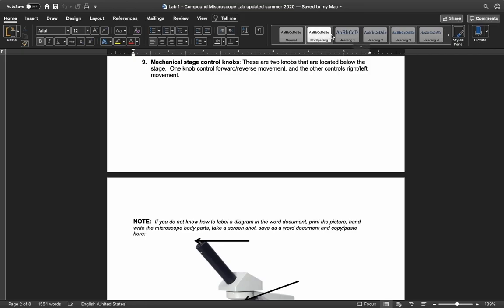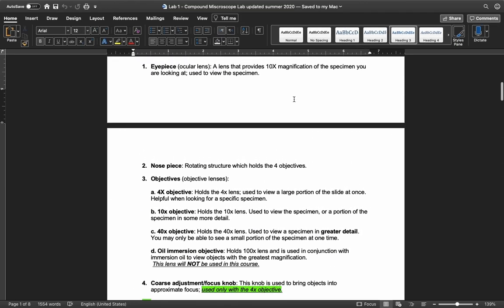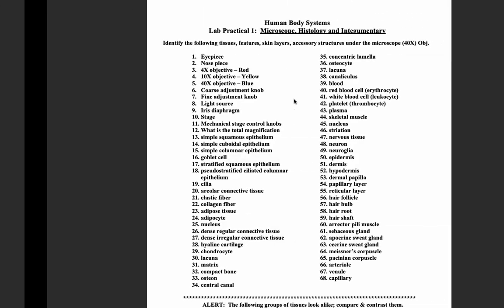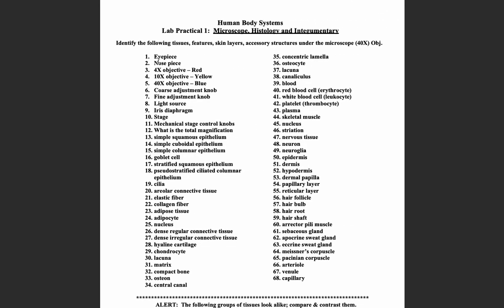So what exactly do I have to know in here? Well, all you've got to do is go to the terminology list that I provided for you, and you can see, oh yeah, here. Identify the following tissues and features and accessories under the microscope. So you'll have a diagram or something like that on your lab practical, and you'll have to be able to point out the eyepiece. What is this? What is this pointing to on the microscope? Oh, that's your coarse adjustment knob. This is your fine adjustment knob, and so on.